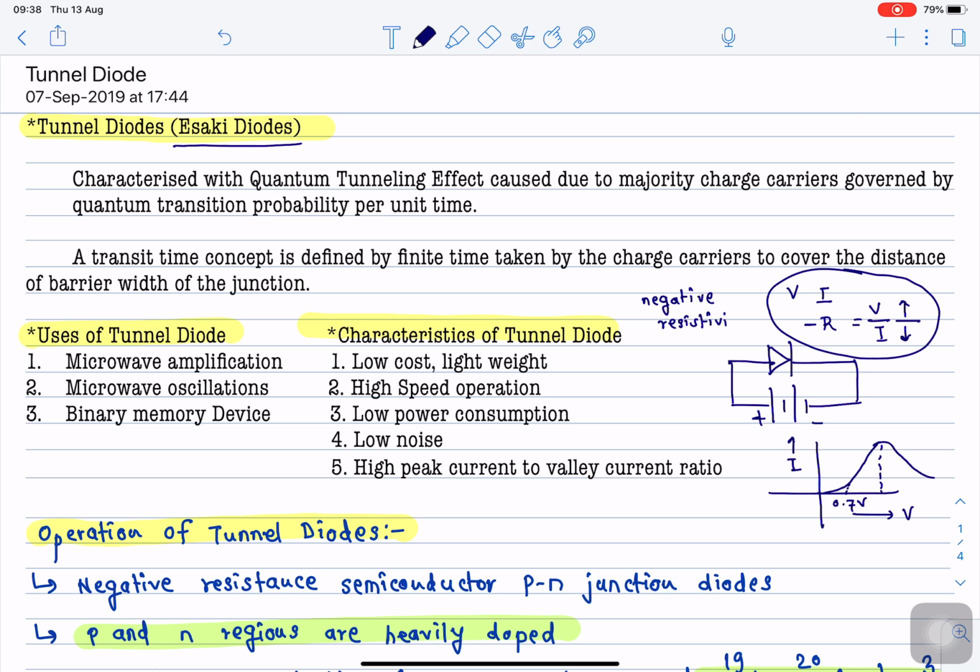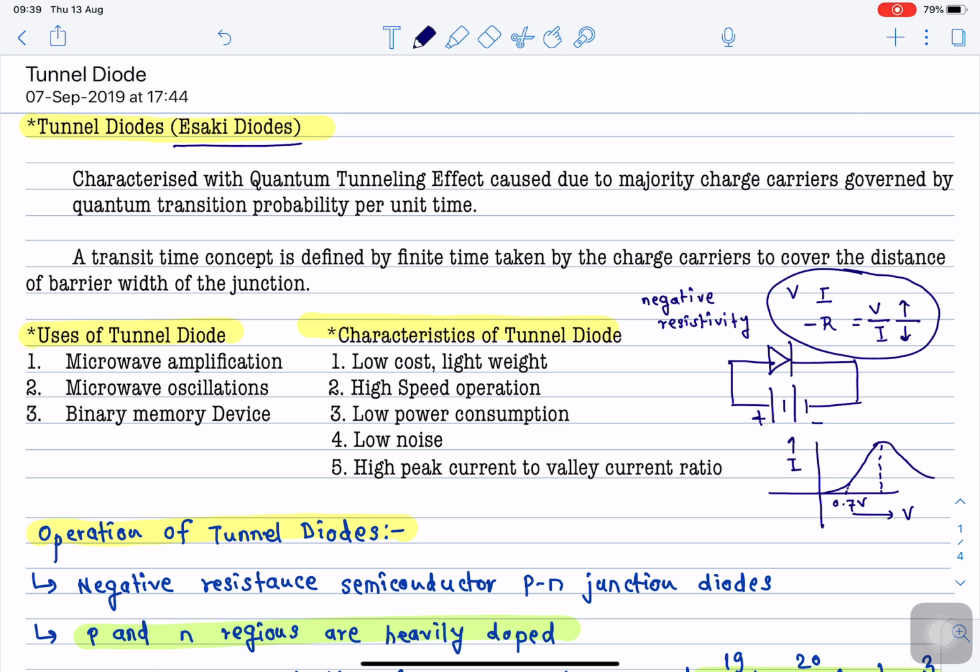So in simple terms, I will explain what we mean by negative resistance. Later on we will see that when a particular diode possesses negative resistance, it can be conveniently used to amplify the signal as well as to produce the microwave signal.